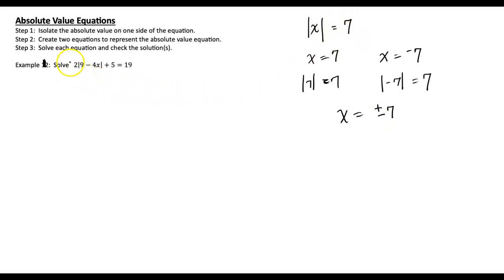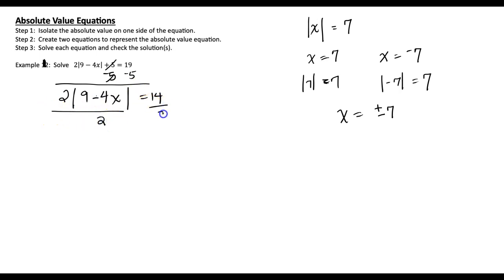So let's go ahead and start with example 1. I'm going to isolate the absolute value so that we can take this shortcut of separating it into two equations, one with a positive and one with a negative. So let me move my 5 over to the right. I have 2 absolute value of 9 minus 4x equals 14. Divide both sides by 2, again trying to get that absolute value by itself and isolated.